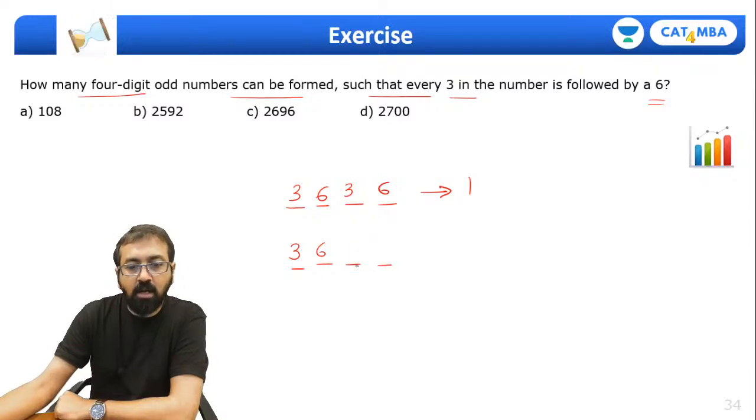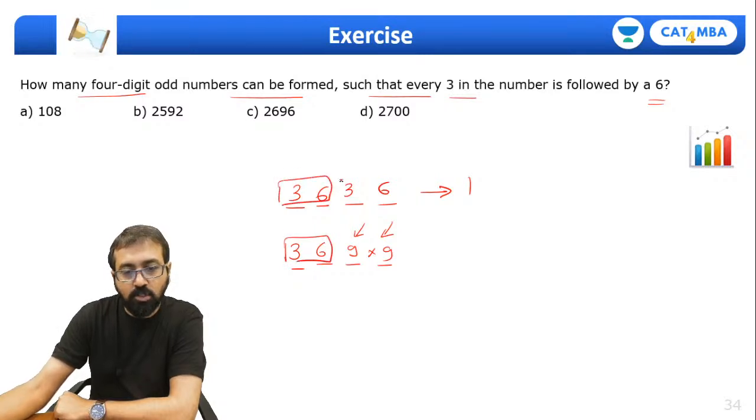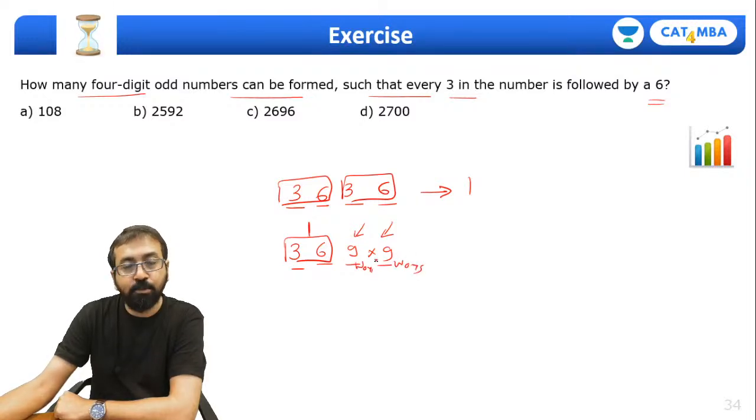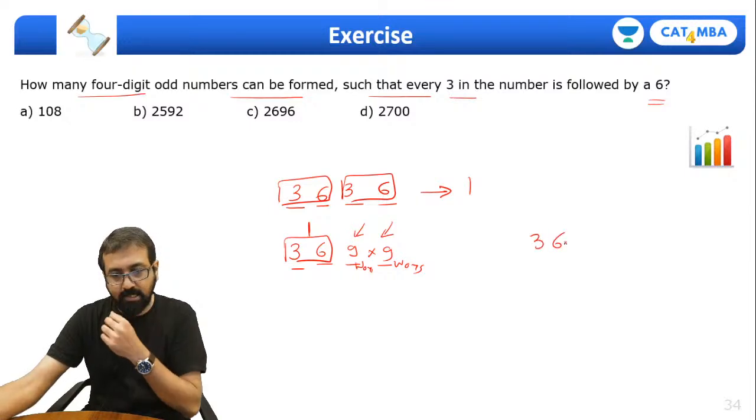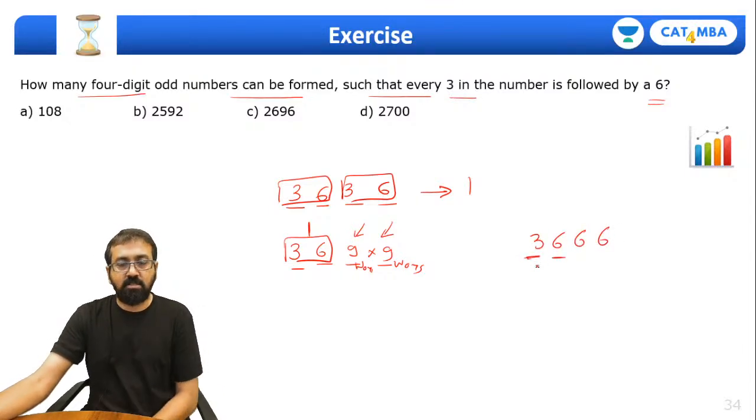Now of course I can't put 3 over here, so I can fill these positions by any other digit than 3. So I have 9 choices for this one and 9 choices for this one. This is fixed, same way this is also fixed, so there is only one way. There is one way for this, 9 ways for this, 9 ways for this. I can put 6 over here, so my number can be like this: 3 6 6 6. After every 3 there should be a 6.